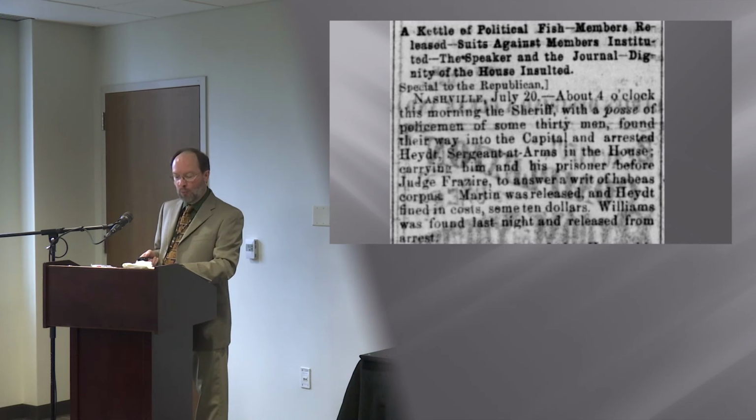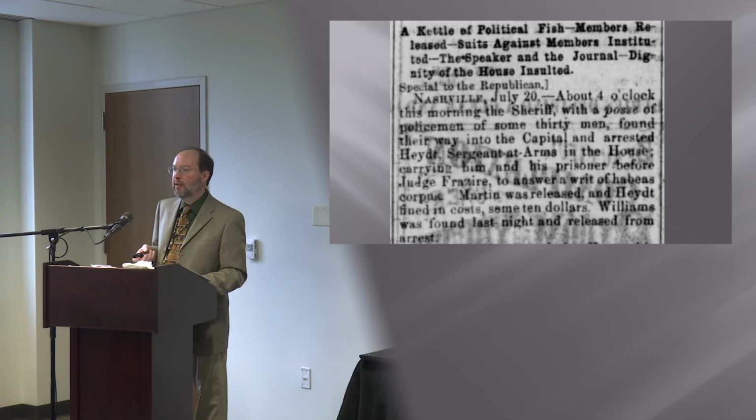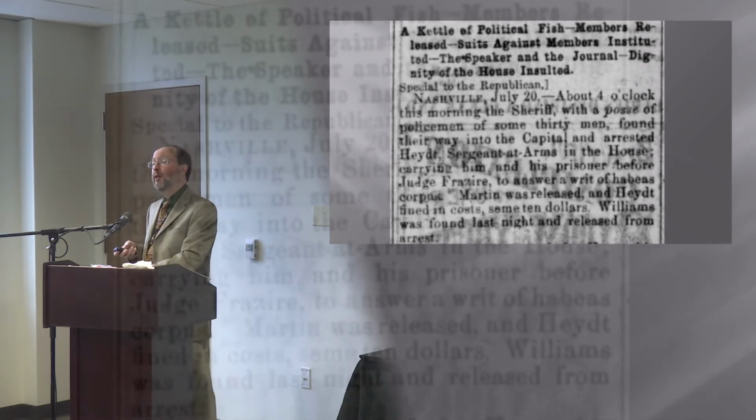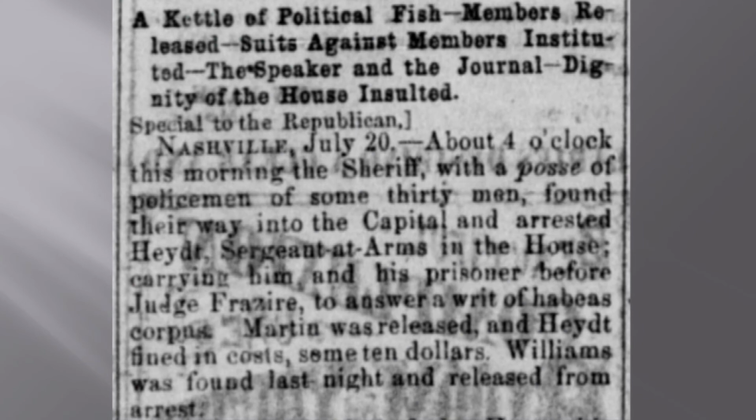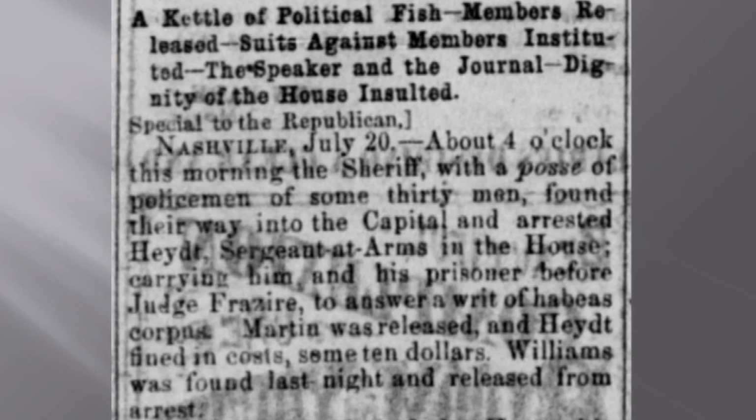About 4 o'clock this morning, the sheriff, with a posse of policemen of some 30 men, found their way into the Capitol and arrested Height, Sergeant-at-Arms in the House, carrying him and his prisoner before Judge Frazier to answer a writ of habeas corpus. Representative Martin was released and Height fined in costs some $10. Representative Williams was found last night and released from arrest.